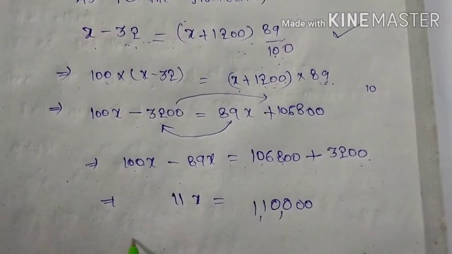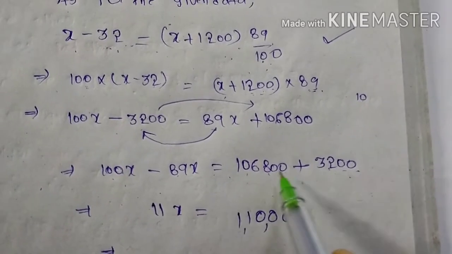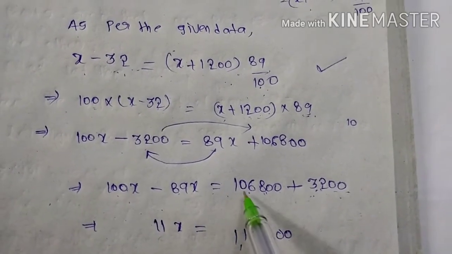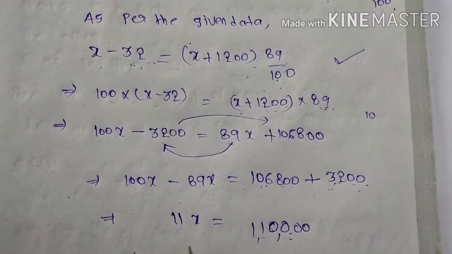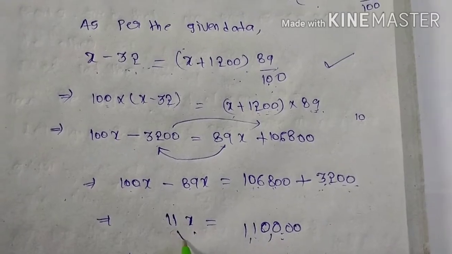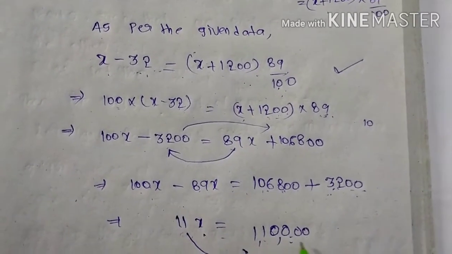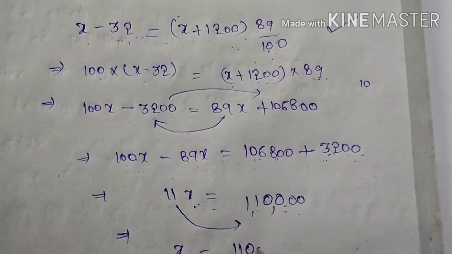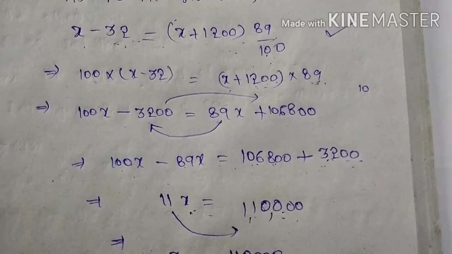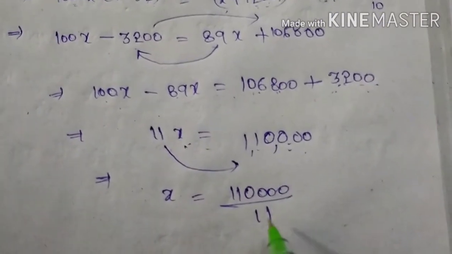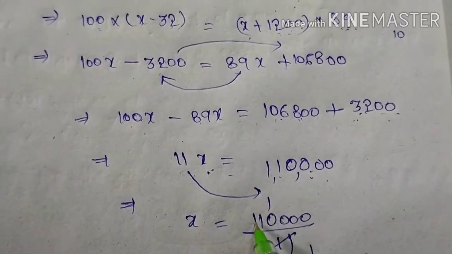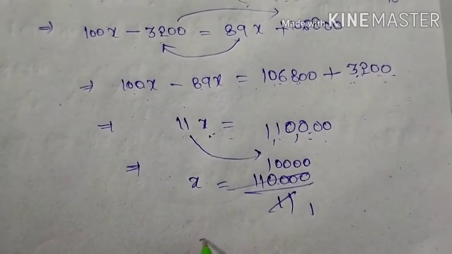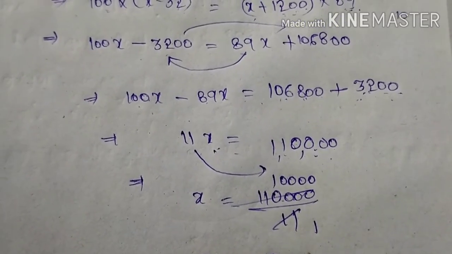So 11x is equal to 110,000. I need to find only the x value, so x is equal to 110,000 by 11. 11 ones are 11, and you can write the 4 zeros directly. That means x is equal to 10,000 people.